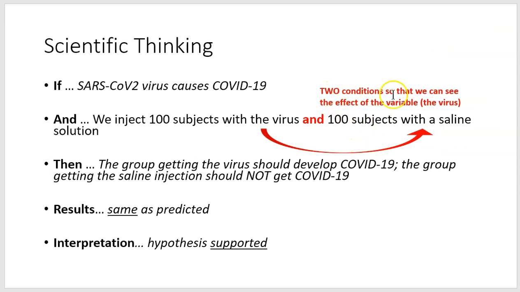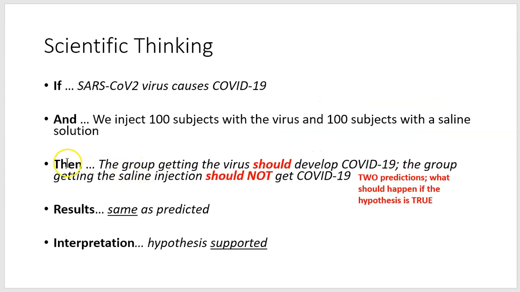Notice then there are two conditions in a good experiment here. And this is so that we can see the effect of the variable. We want to compare people who get the virus with people who don't get the virus. We want to compare their outcome. Do they all get sick, or do only some get sick and others not, etc.? So we have to have these two conditions because we want to see the power of the virus and whether it can cause the disease.